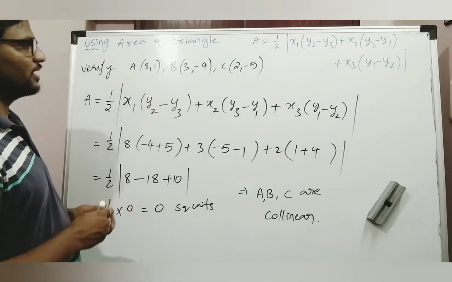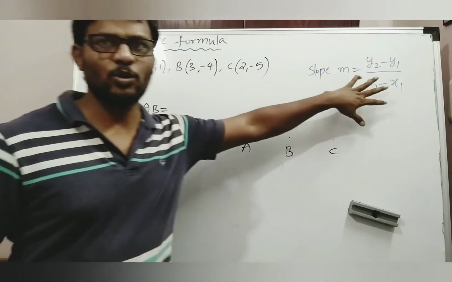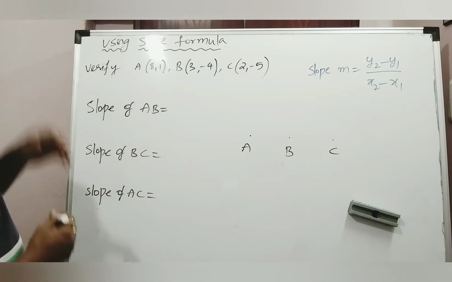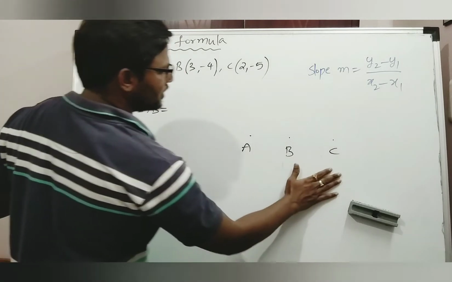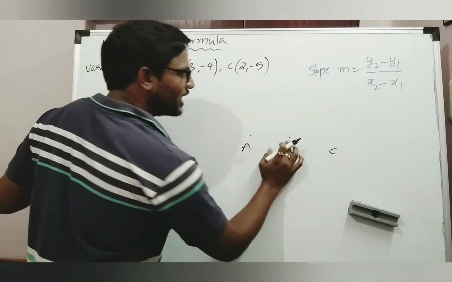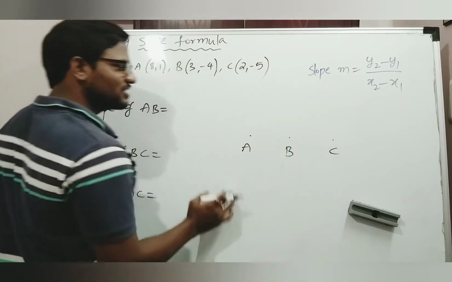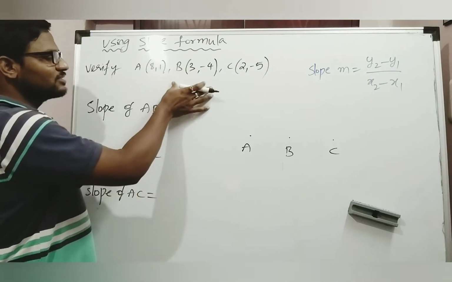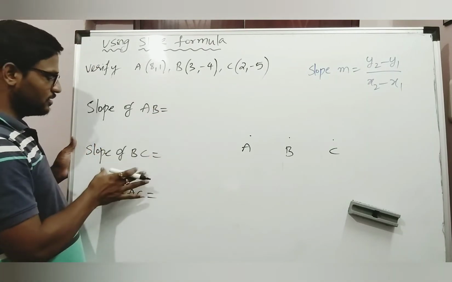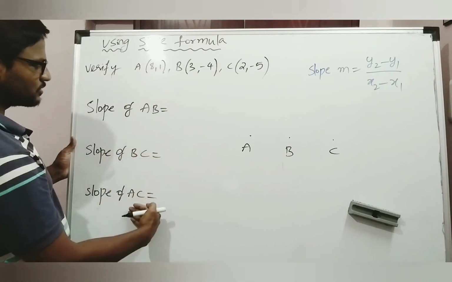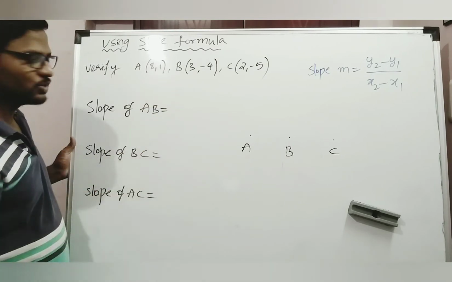Okay. Next method, use the slope formula to verify whether these 3 points are collinear or not. If 3 points are collinear, that is, lying on the same line, then the slope of AB, slope of BC and slope of AC will be equal. To verify this, we have to find the slope of AB, BC and AC. In the examination, you don't need to find all 3 slopes. You can find any 2.